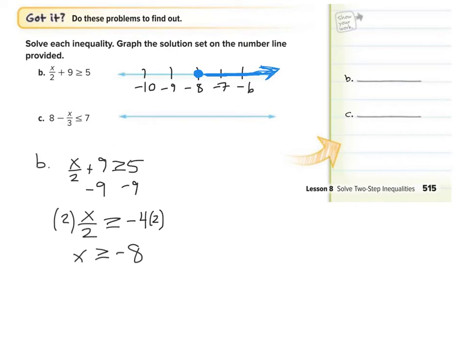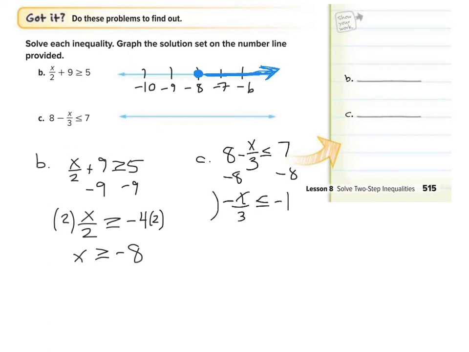Okay, let's do C. So C says 8 minus x over 3 is less than or equal to 7. So I have to subtract 8 from both sides to get negative x over 3 by itself. Then I have less than or equal to 7 minus 8, which is negative 1.